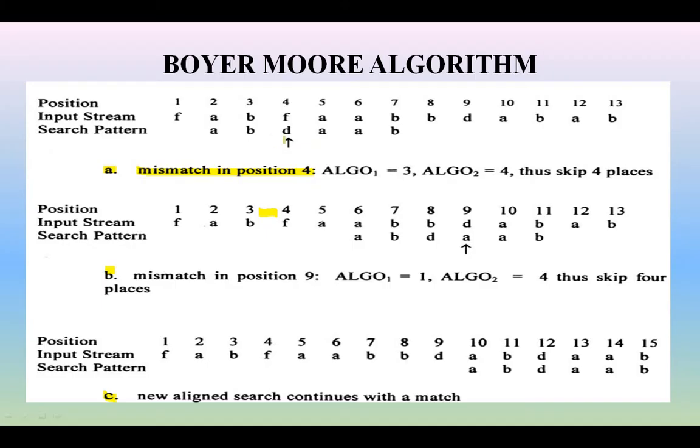Wherever the mismatch occurs, counting from that is algo 2. The mismatch occurs at the fourth position, so you are going to shift to the next position from the sixth. From 4 to 6 is the third position, 1 2 and 3, that is algo 3. Algo 3 counts from the mismatch. Where the mismatch occurs to the next position is nothing but algo 3: 1 2 3.